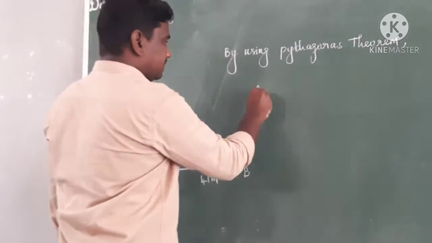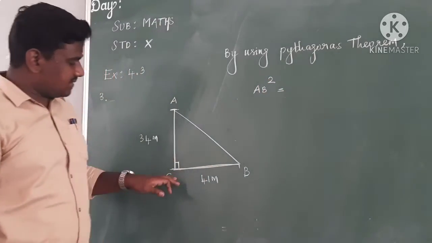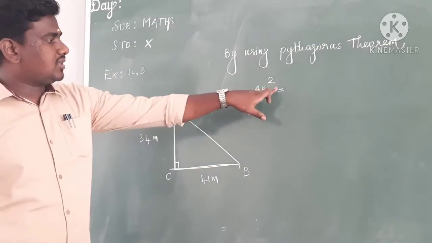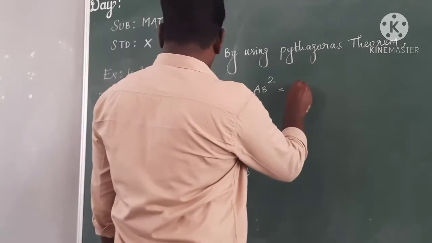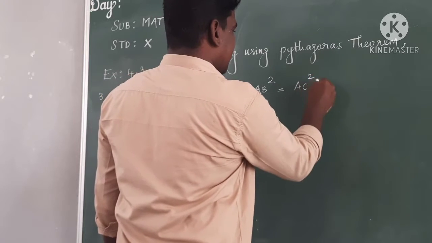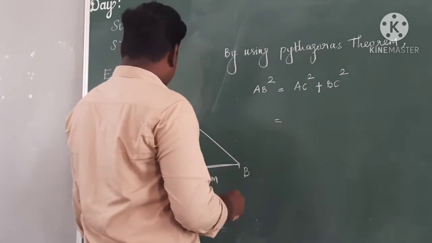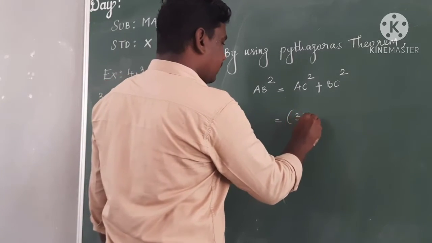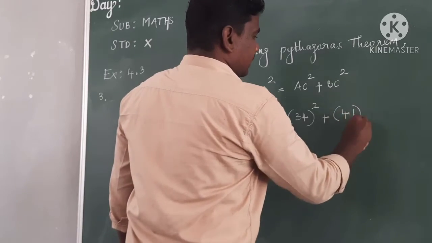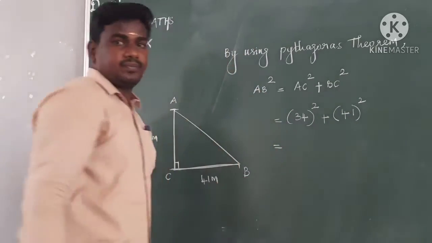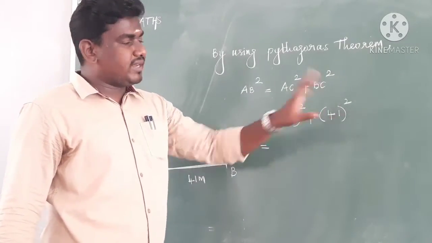AB square. This is 90 degrees, this is the hypotenuse. So the hypotenuse square is equal to the sum of squares of the other two sides. So AC square plus BC square. So AC is 34 whole square plus BC is 41 square. 34 square plus 41 square.